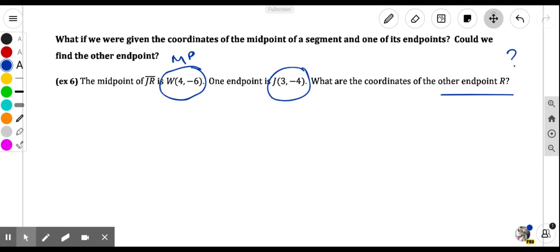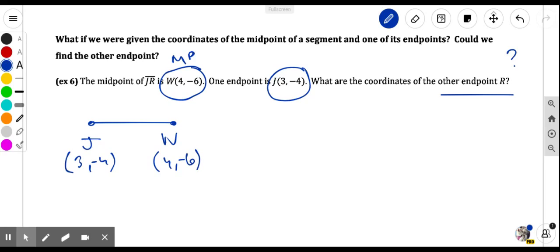So if you want to visualize it here, let's say here's J. Now this is not actually where they would be on the coordinate plane. I'm just kind of like sketching here just to show you a visual. You could actually plot it if you wanted to on the coordinate plane. Okay, and now this is R. We don't know where R is. And so since W is right in the middle, what you can do is you can just count how many units it is from J to W. And what I mean by that is you do one variable at a time. So you just do the X's.